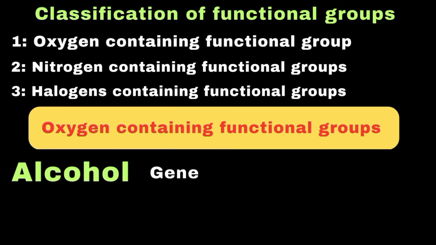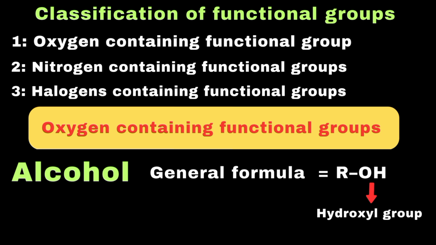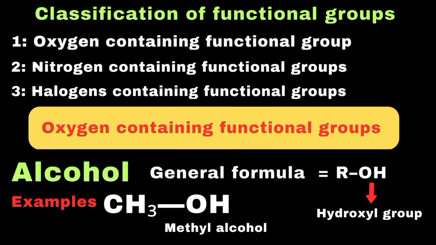Its general formula is ROH. As I mentioned earlier, here R will represent any alkyl radical group. The OH group is called a hydroxyl group, and if it is attached to any alkyl radical, it will be called alcohol. We can take the example of methyl alcohol, which is also called methanol.